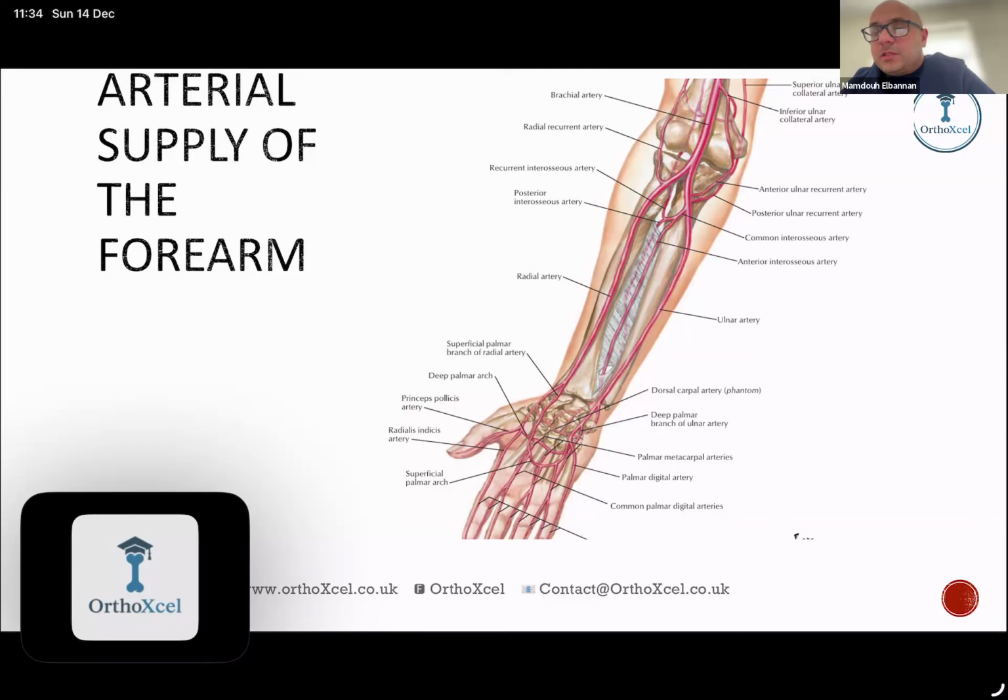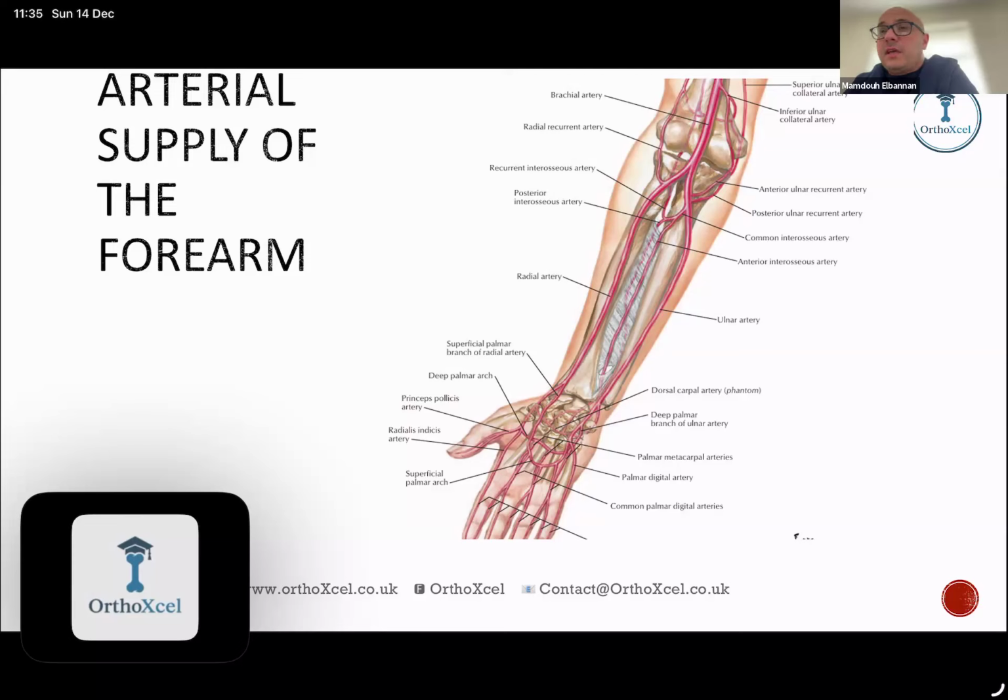It's a very common question, and it came to me as well. Where does the common interosseous artery come from? Keep in mind, if you look here, it comes from the ulnar artery. It's not like the nerves, one from each side. No, it comes from the ulnar artery, as the anterior interosseous and posterior interosseous. So what's the significance? It's mainly around the hand and the wrist.